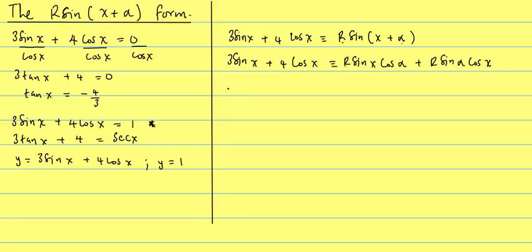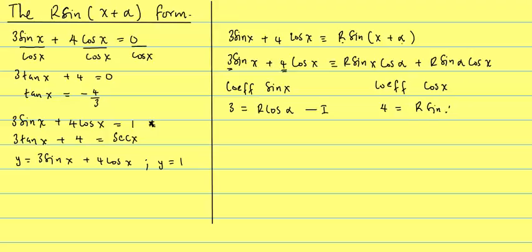So if I go ahead and equate coefficients of the terms in sine x, on the left-hand side the coefficient is 3, and that should be equal to the coefficient on the right-hand side, which is r cos alpha. I'm going to call this equation 1 because we'll need to refer to it at a later point. Doing the same, taking coefficients of cos x on the left hand side, it is going to be equal to 4. So 4 is equal to the coefficient of cos x on the right hand side, which is r sine alpha. I'll call this equation 2.